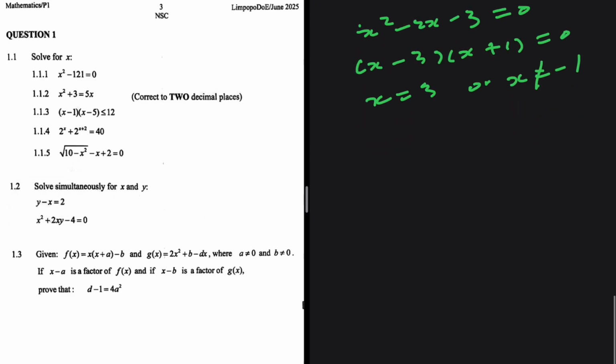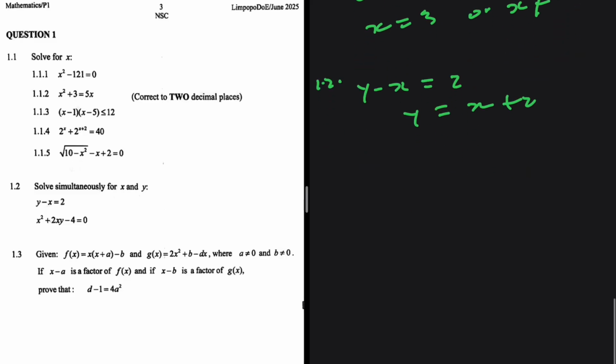1.1.5. 1.2 simultaneous equations, very basic also, nothing surprising. y minus x is equal to 0. Obviously, it's equal to 2. Obviously, the most obvious thing to do here is to make y the subject of the formula. So x plus 2. And then we get x squared plus 2. In place of y, we are going to therefore have x plus 2. We have x as well on the outside, minus 4 being equal to 0.